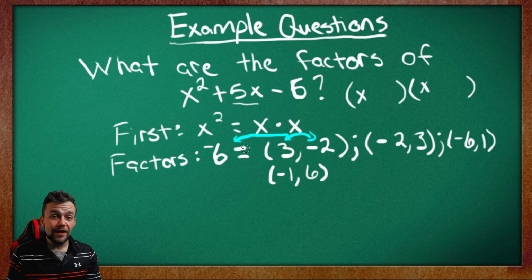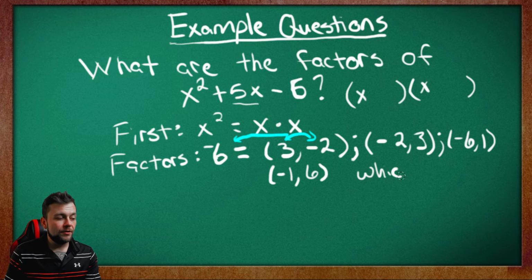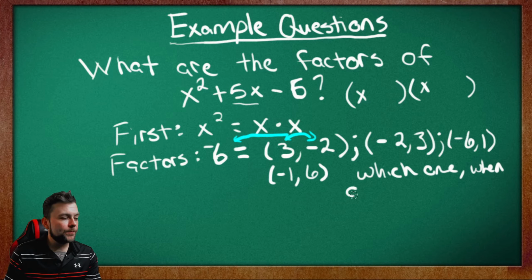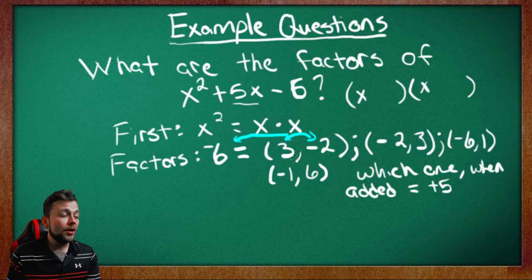Now, which one of these factors, when you add them together, gives you a positive 5? That's what you want to ask yourself, okay? So I see this and I am going through it in my head. I'm like, okay, 3 plus a negative 2, well, that's 1. Negative 2 plus 3, that's also a 1.